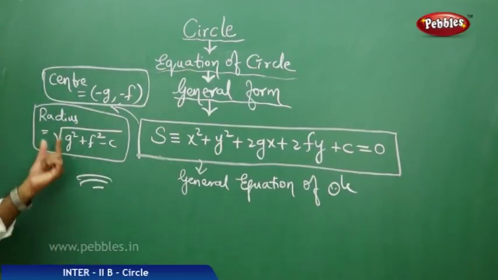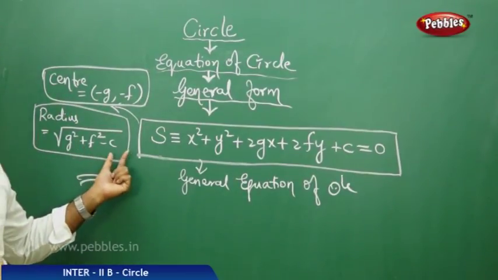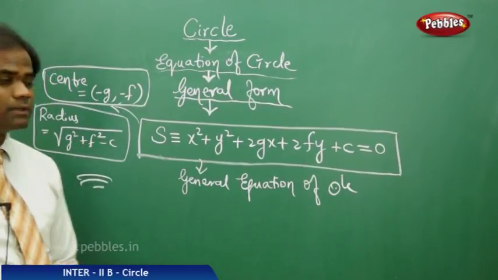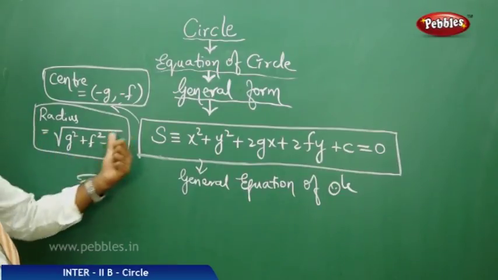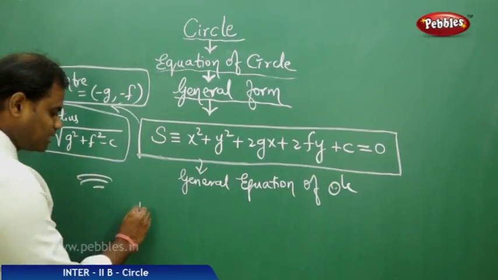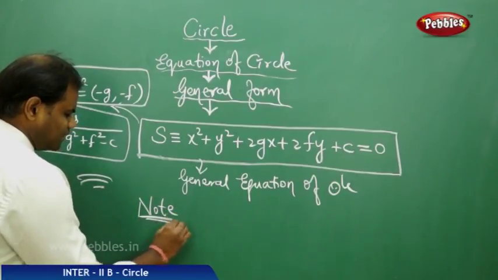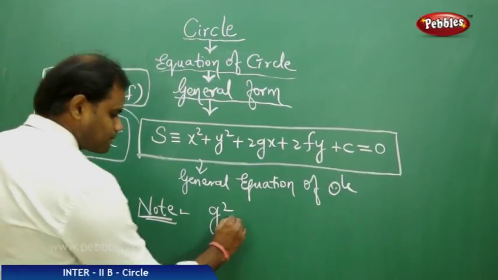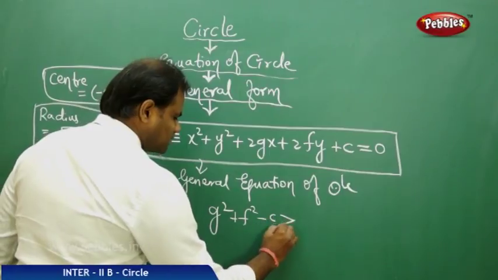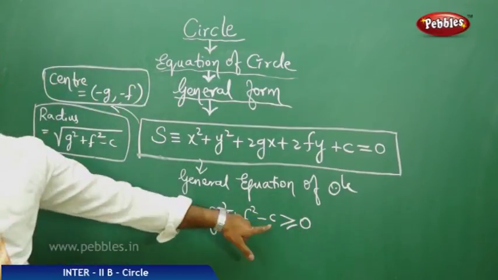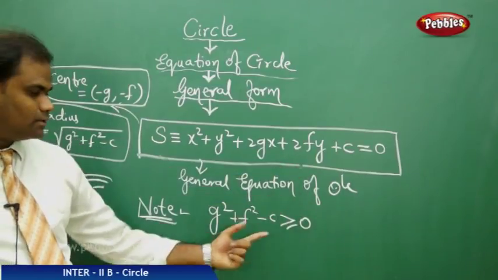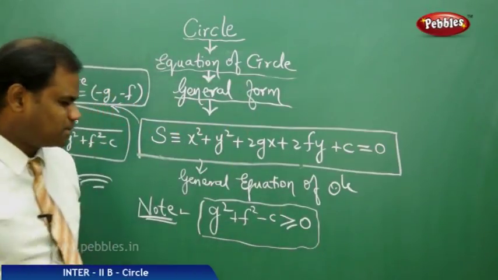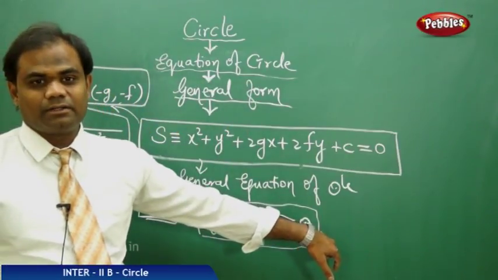It's very important to note that since the radius is root of g squared plus f squared minus c, and a root is defined only for a positive value, at the least zero, the radius equals the positive square root of g squared plus f squared minus c. Anything inside the root must be greater than or equal to 0. So g squared plus f squared minus c must be greater than or equal to 0 for an equation to define a circle. This is very important.